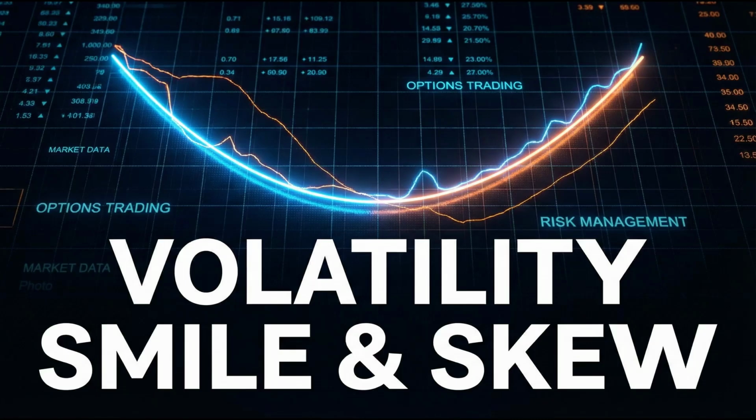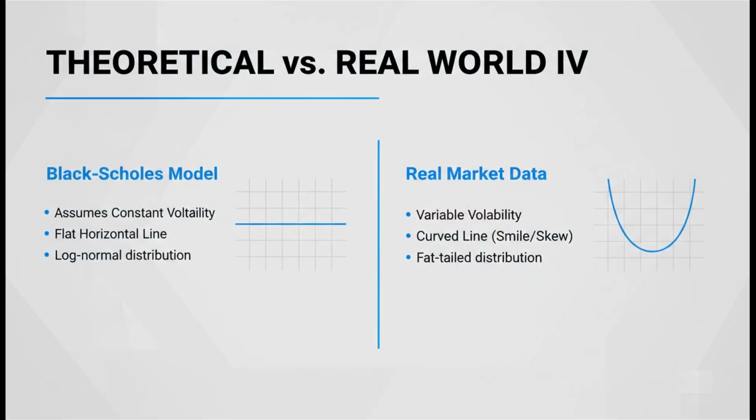In this video, we explore why implied volatility varies drastically across different strike prices. The Black-Scholes model, which we touched on in Phase 2, assumes volatility remains constant across all strike prices for a given expiration. However, reality proves this wrong. If you plot implied volatility against strike prices, you rarely see a flat line. Instead, you see a curve indicating that the market assigns different volatility expectations to different price levels.